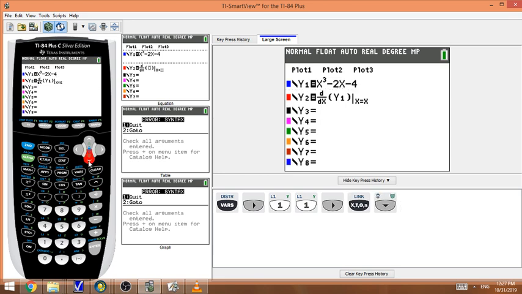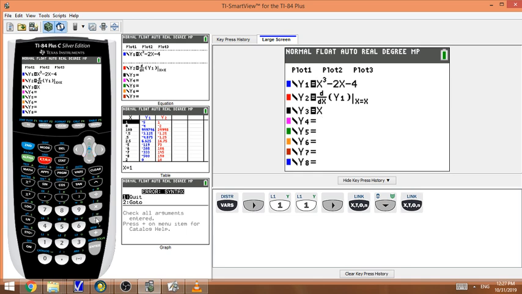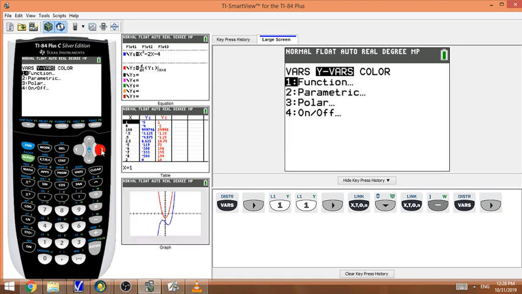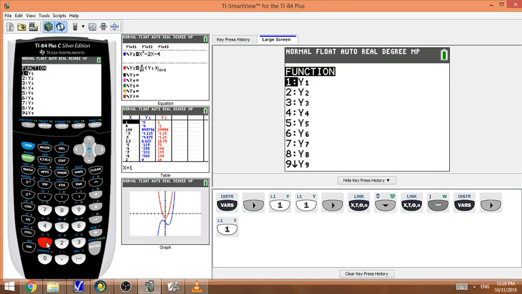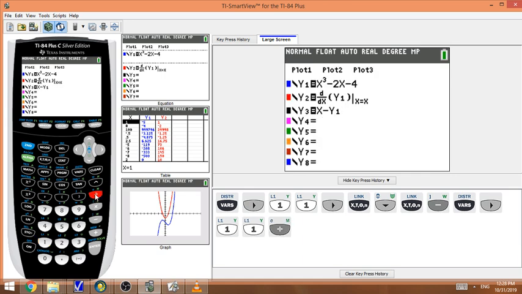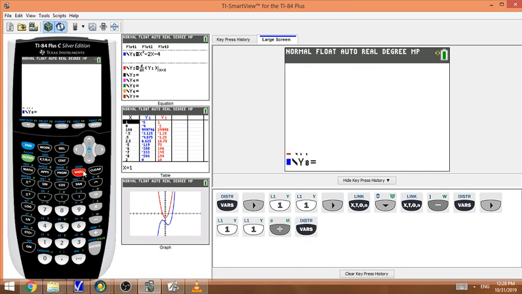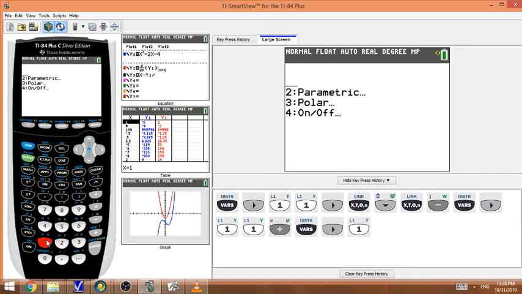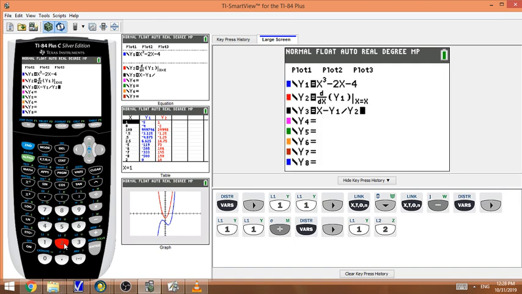And then for y3 we put in Newton's method, so it's x minus y1 over y2, which is the original function over the derivative. So again, vars, y vars, functions, y1, and then divided by the derivative, y2. Go to vars, y vars again, and functions, but this time you want to select y2.